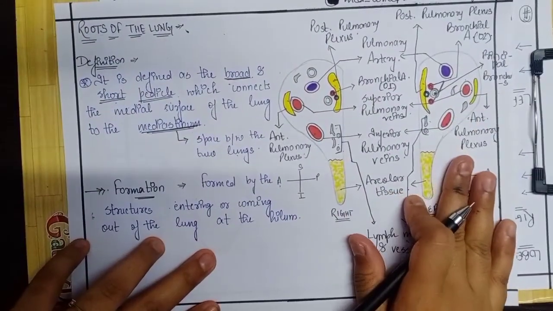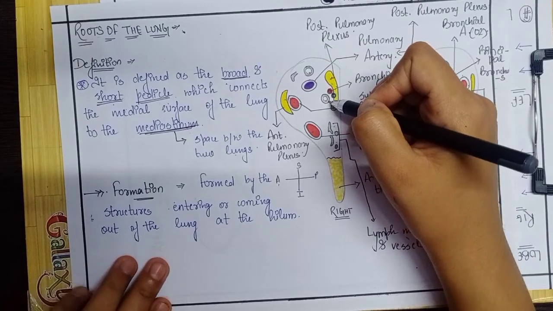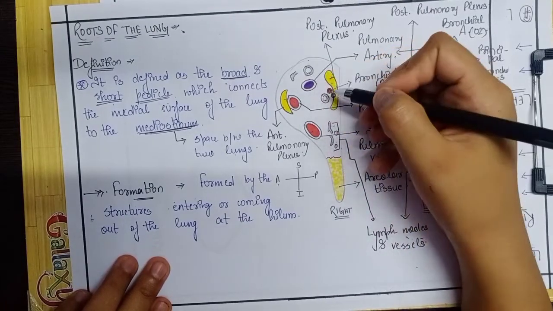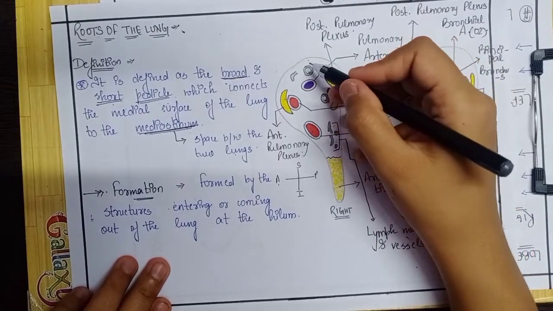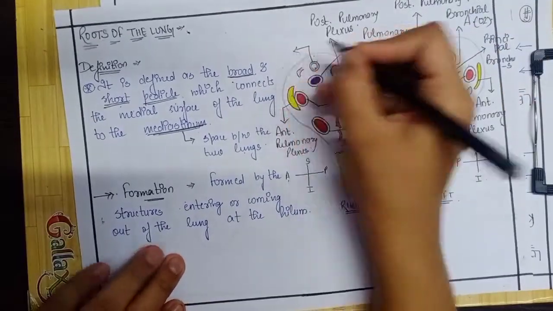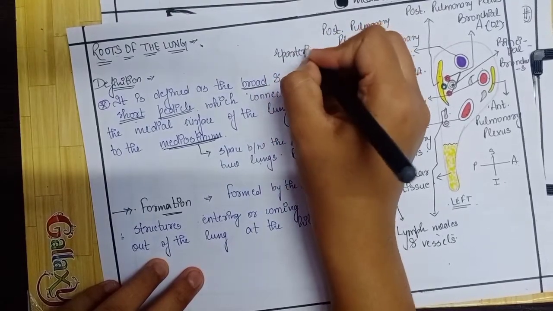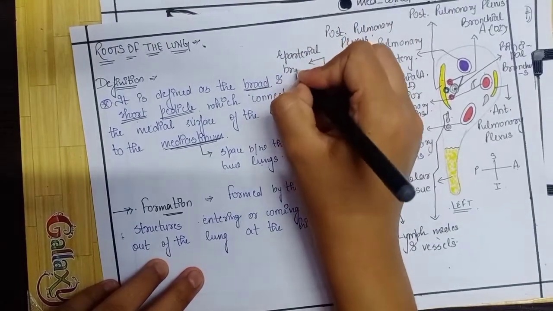Whereas on the left side, we have 2 bronchus. I already told you, remember ep and hype. Ep is above, hype is below. So this is eparterial bronchus.